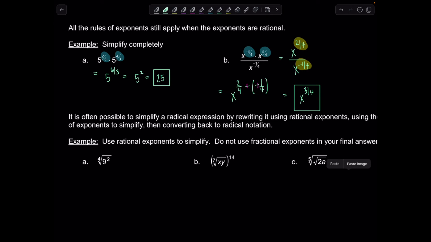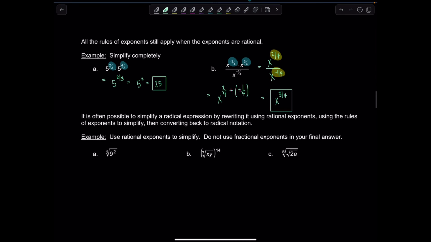Now, it's often possible to simplify a radical expression by rewriting it using rational exponents, use the rules of exponents to simplify, and then go back to radical notation. So you'll see what I mean. It sounds like a mouthful, but basically you use rational exponents as a tool to help you simplify. And the following example says, use rational exponents to simplify. Do not use fractional exponents in your final answer. So what that means is they want us to go back for our final answer to using radicals.